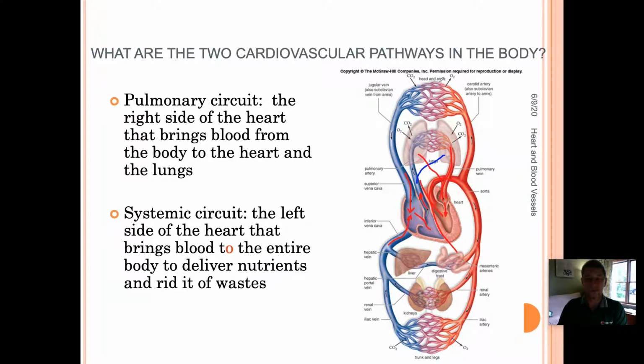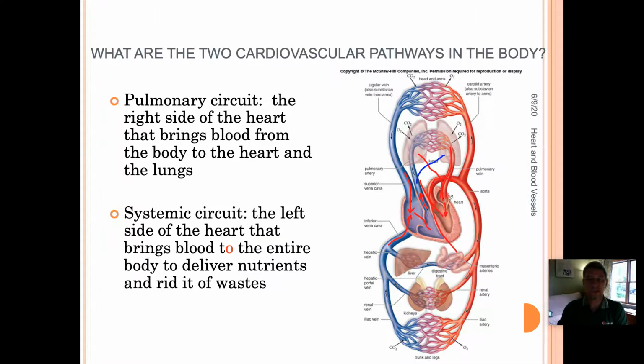Now, this represents four major regions: the head and the arms on the top, the digestive system down here, the urinary system here, and then the trunk and the legs down here. If you go back to the first video and the four major stops on the cardiovascular subway, if you will, we had the lungs here, the digestive system, the urinary system, and then the body cells. And all of those are represented in this diagram.